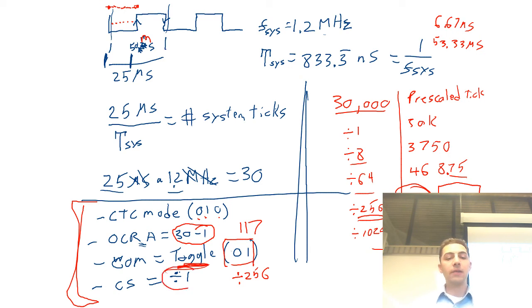If you put a divide by 1 here, but you put the wrong bits in, I can still give you partial credit for saying, all right, I want to divide by 1, or I want to divide by 256. All right?